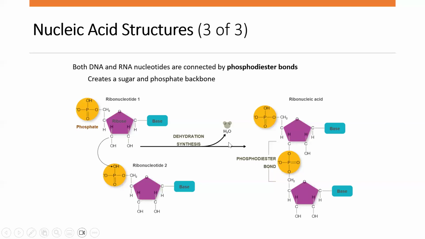Now, the formation of these phosphodiester bonds occurs in a similar fashion to when we make polysaccharides. We add on the additional nucleotide through a dehydration synthesis, and therefore H2O is released. And you could think about how you would break those bonds. It's going to break through a hydrolysis reaction again.